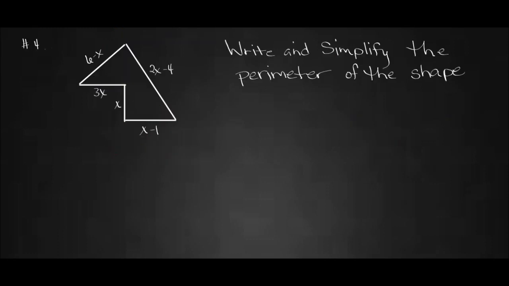The last example, we're going to look at something that involves a little bit of geometry. You need to write and simplify the perimeter of the shape. All of us need to remember that the perimeter means you need to add all the sides together. So we're just going to go around this shape and write down all of the sides that we have. So we end up with a 6 minus x plus a 2x minus 4 plus an x minus 1 plus an x plus a 3x. That should find the perimeter for us.